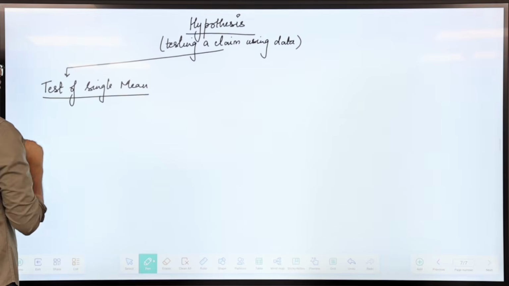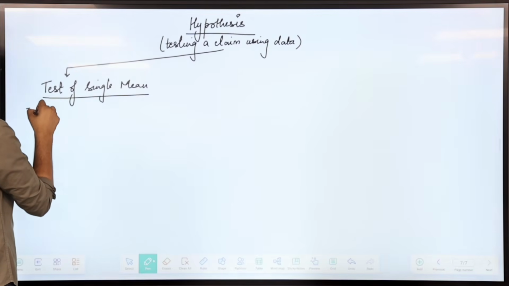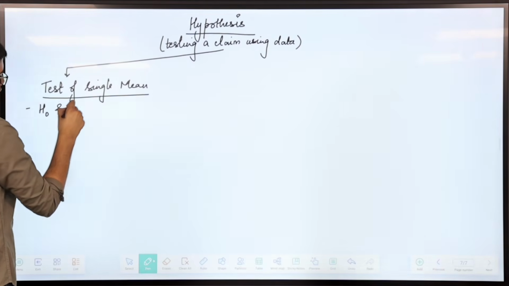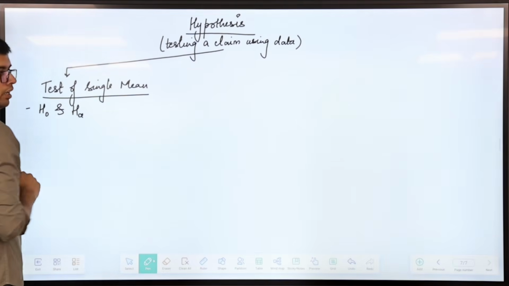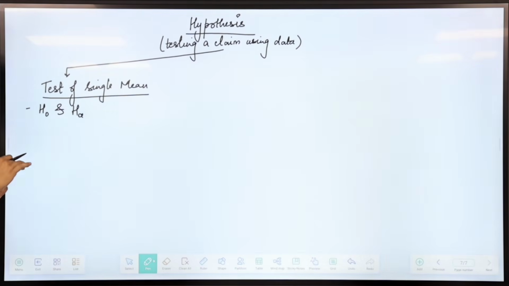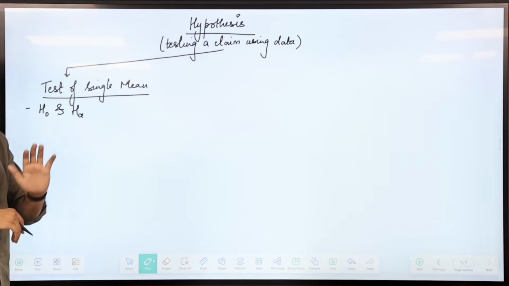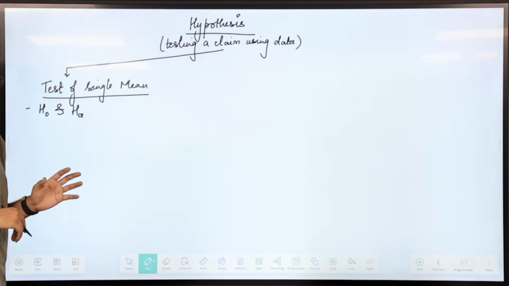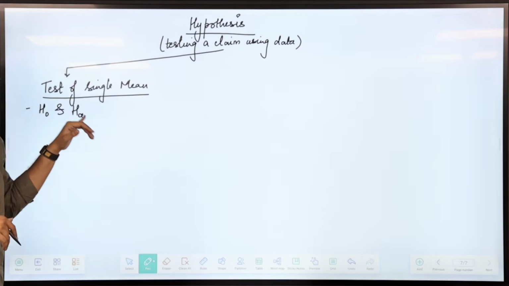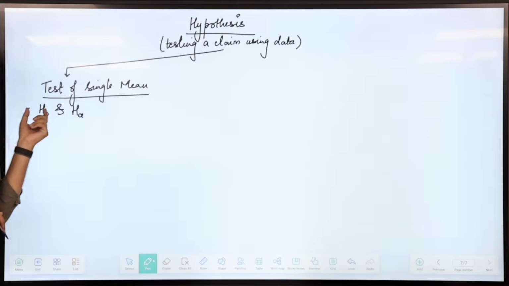So for test of single mean, first thing you should know is null and alternate, how to construct and what they represent. These are 2 mutually exclusive and exhaustive statements. The idea is if you prove one is correct, the other is automatically proven to be incorrect. That is why we don't need to perform test twice. We perform the test on one and we can draw the conclusion for both.